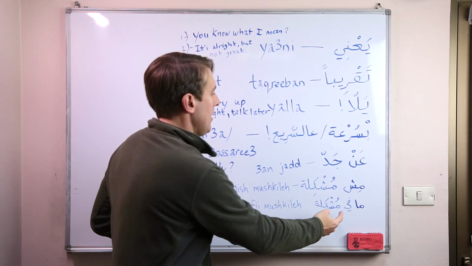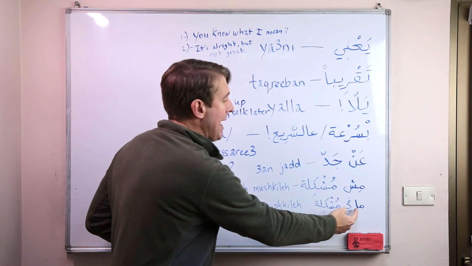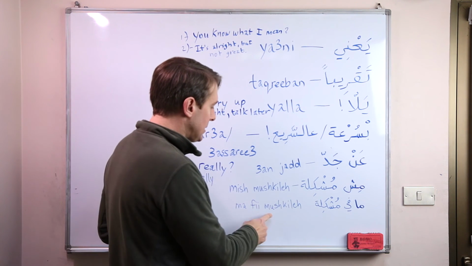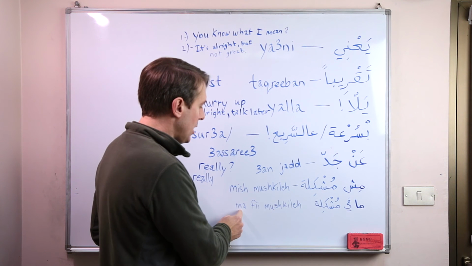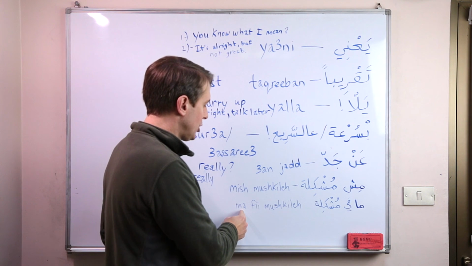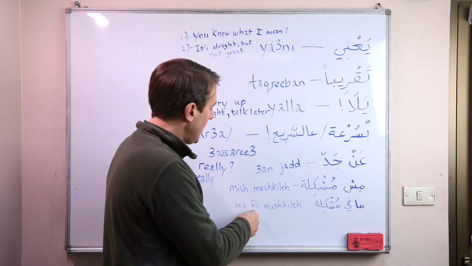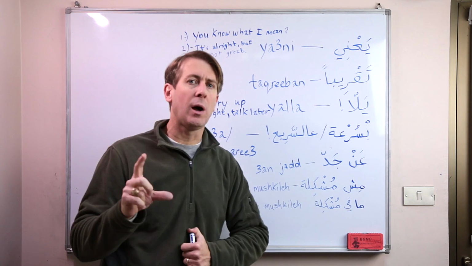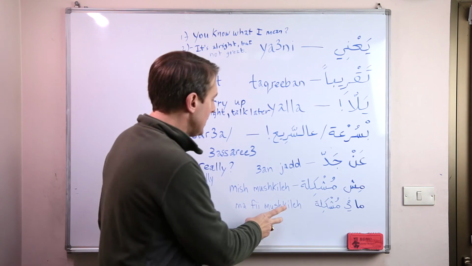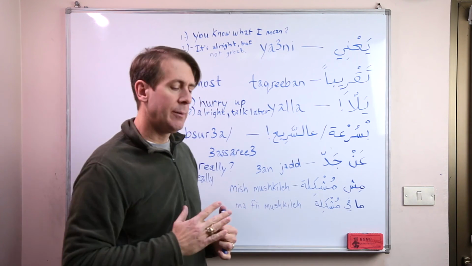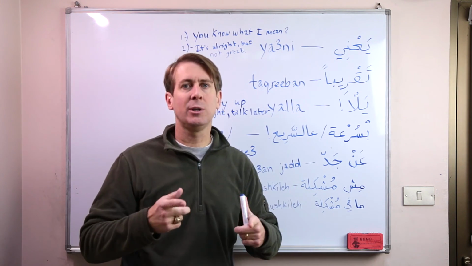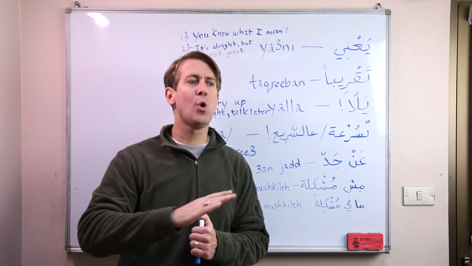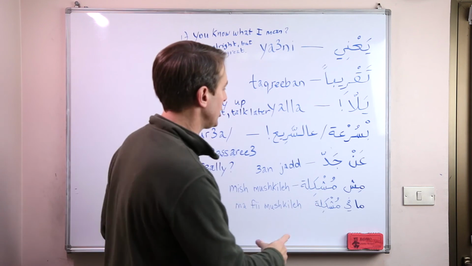The second one here is ما في مشكلة. ما في مشكلة means the same thing, but here in the front, this is a nefi. So it means no, and then fi. There is no problem. ما في مشكلة. So the same meaning. And if you want to really add spice to it, you can say ما في أي مشكلة. Like, there is no problem at all.